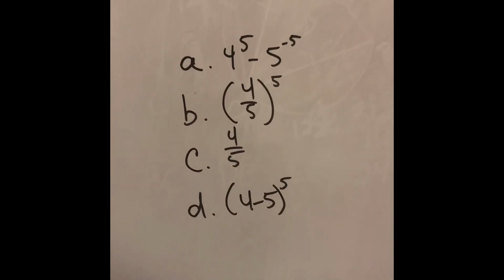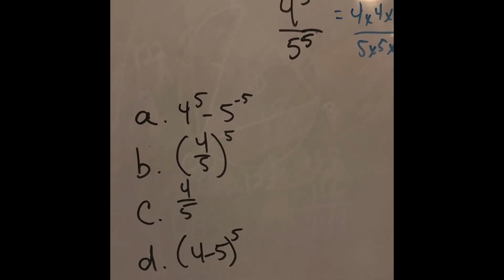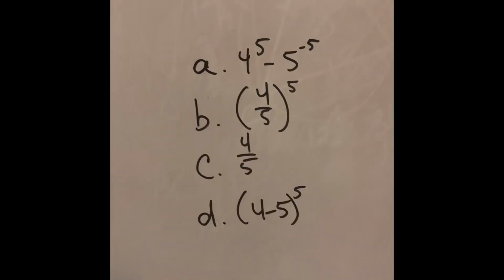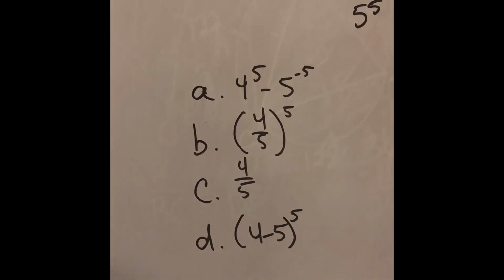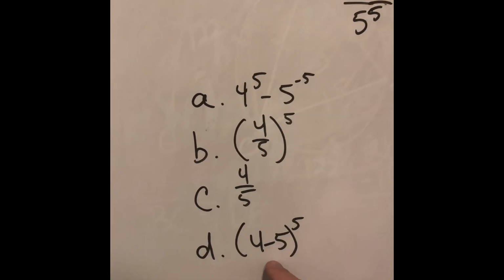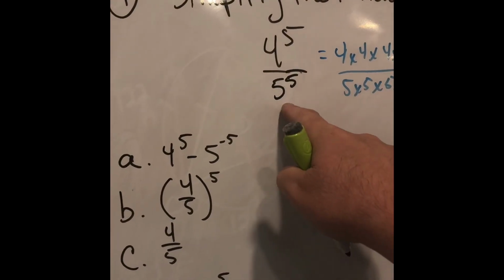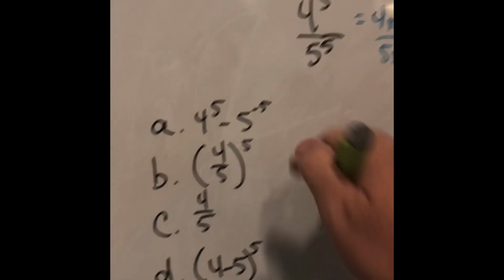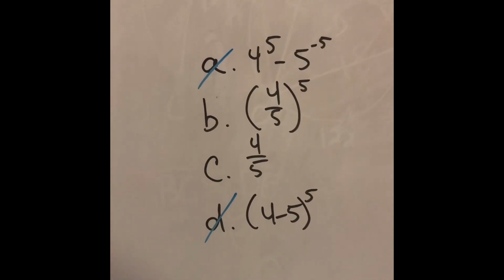Well, what I notice is that with 4 to the 5th and 5 to the 5th, I'm actually dividing. That's a fraction. A and D are not dividing. A is 4 to the 5th minus 5 to the negative 5th. We're doing a subtraction problem. D, we're going to do a subtraction problem first, which is not even remotely near what we're doing for our original problem. So I know A and D are not the answer. So it's got to be either B or C.